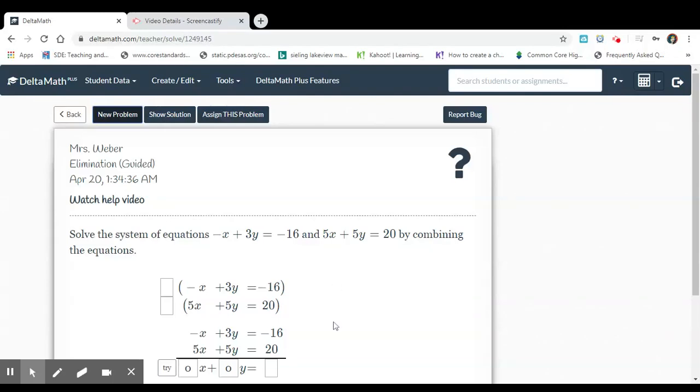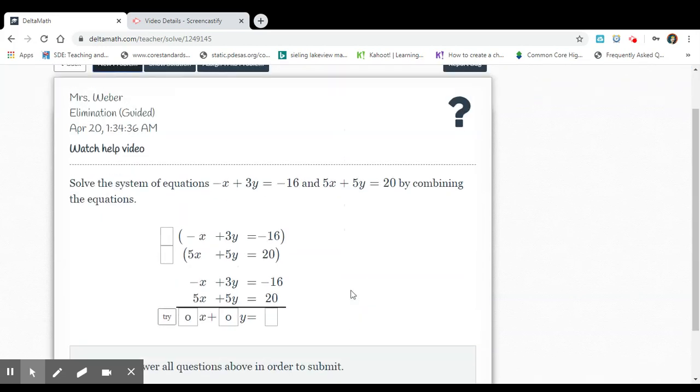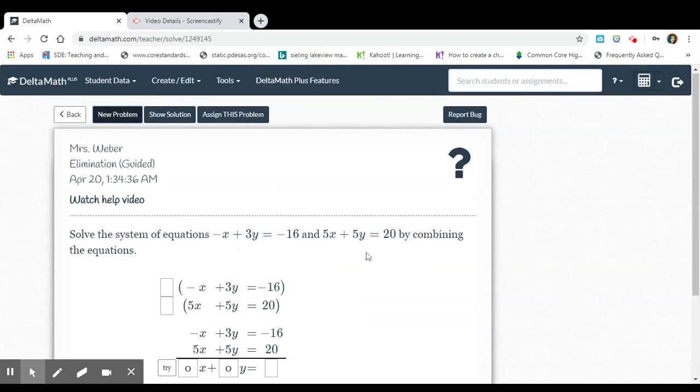Well, good morning. So today we are just going to go over a little bit more practice problems with the elimination method. I've noticed when I've looked at your exit slips that some of you are still struggling with knowing what to multiply by to make one of the variables cancel out. So today I found some really good problems in Delta Math, which I assigned to you.